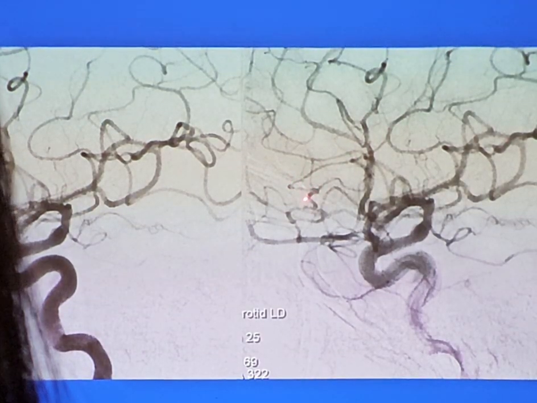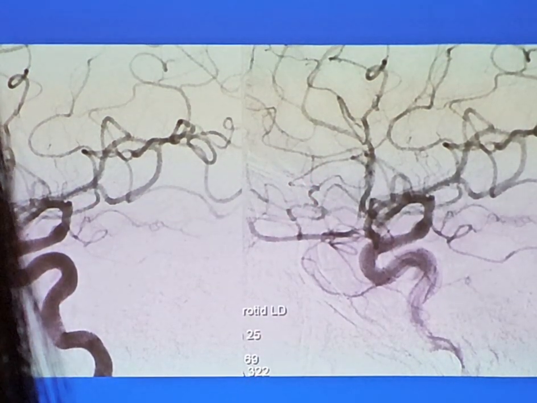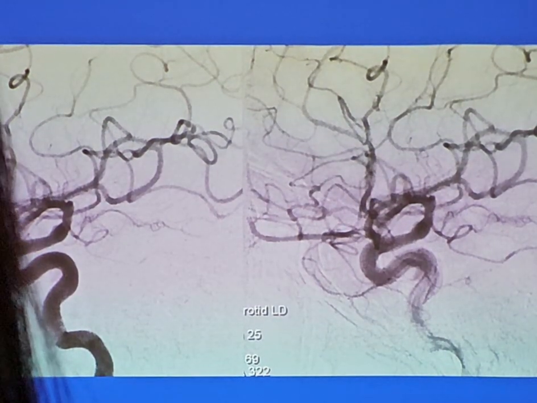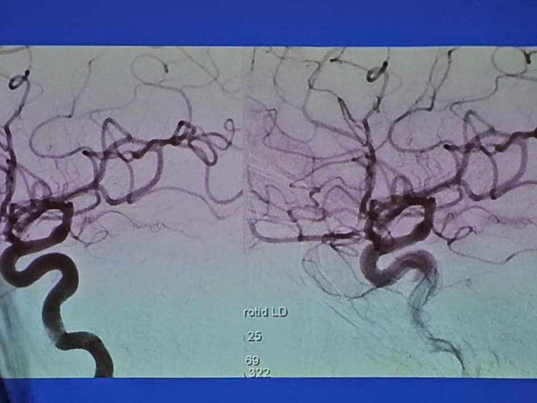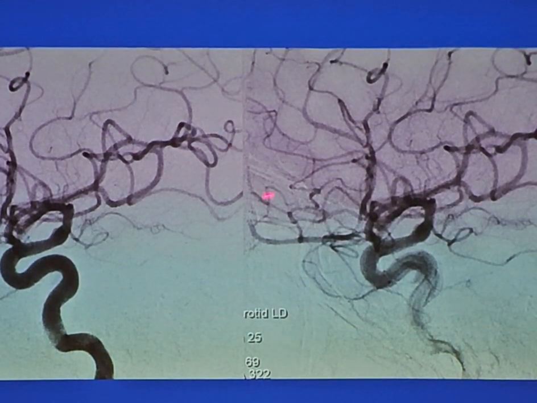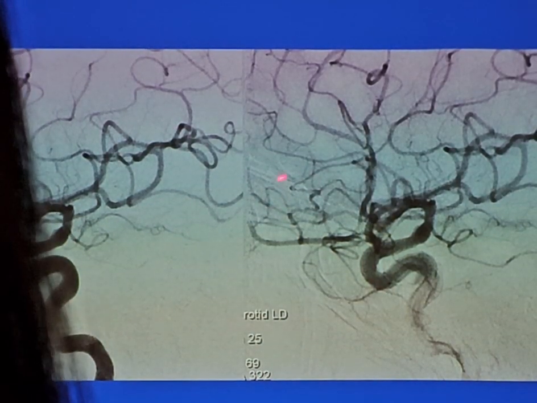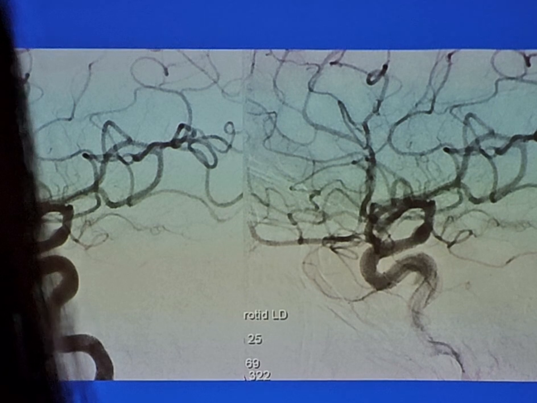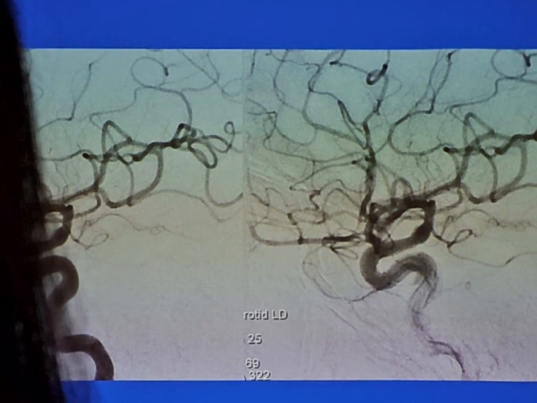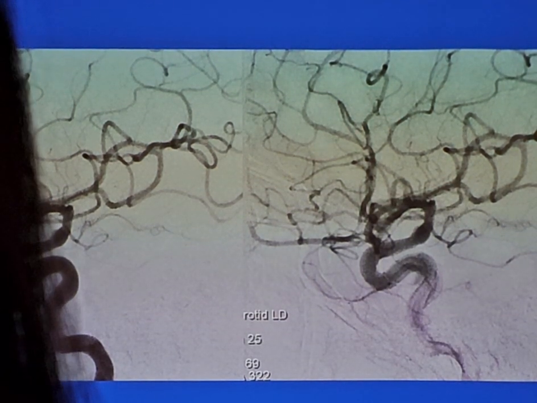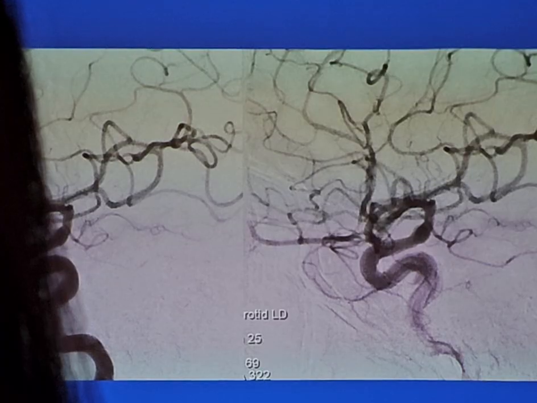Look what it does here. This is where the vessel comes around the lesser sphenoid wing, goes through the superior orbital fissure to join up with the ophthalmic artery. Here it is over here. And this pattern, that little bend there, is worth remembering, because that's the pattern that you'll always see with the middle meningeal origin of the ophthalmic artery.